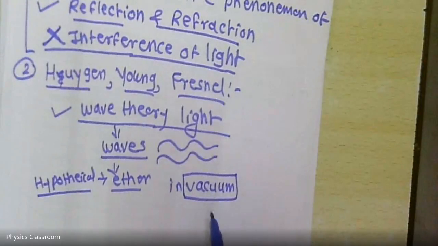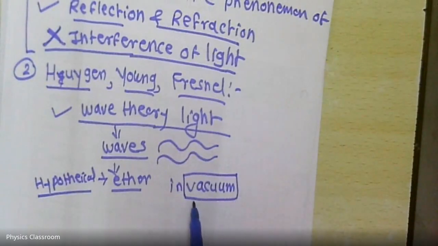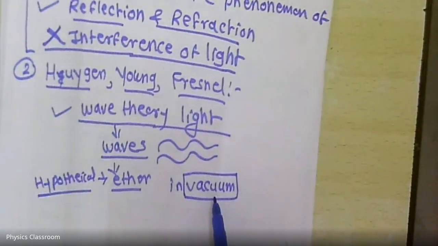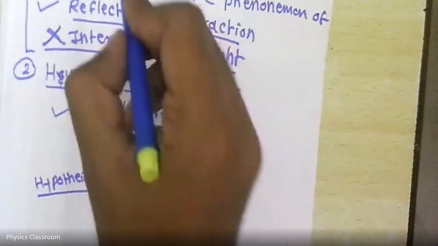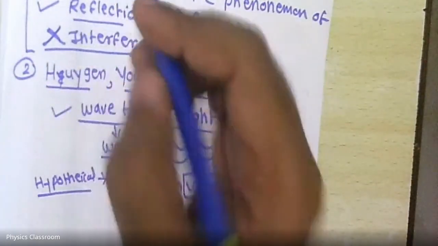Previous scientists said that for propagation of waves some medium is needed, but Huygens, Young and Fresnel stated that propagation of waves is also possible in vacuum. This wave theory could explain not only the phenomena of reflection and refraction, but also polarization and diffraction of light. This theory overcame Newton's corpuscular theory.